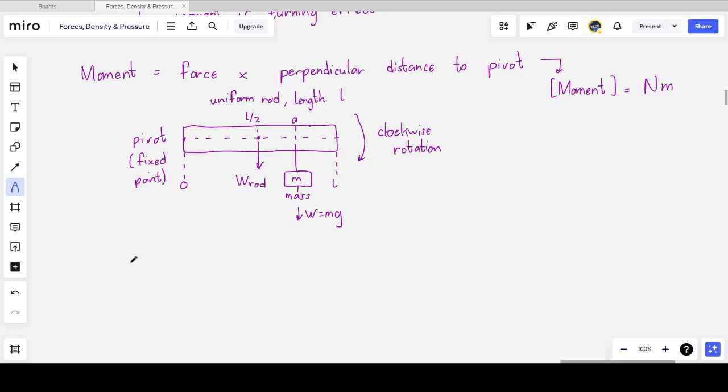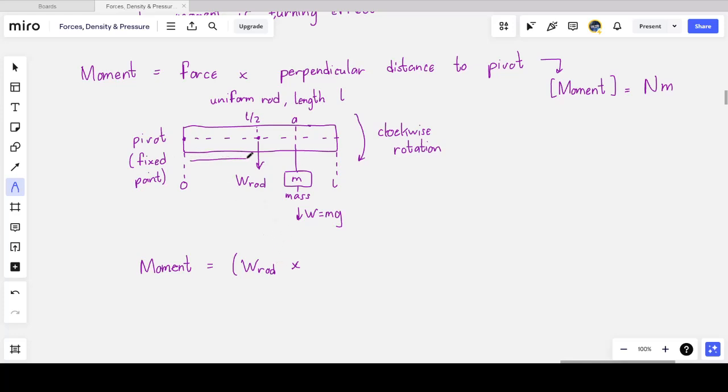So if I were to calculate this moment, and there's only one moment here, it's the clockwise moment. We can have moments being clockwise and anti-clockwise, just like we can have forces being positive or negative, left or right. Moments can be clockwise or anti-clockwise. And so the moment is the weight of the rod multiplied by the perpendicular distance that this force, the weight of the rod, acts to the pivot.